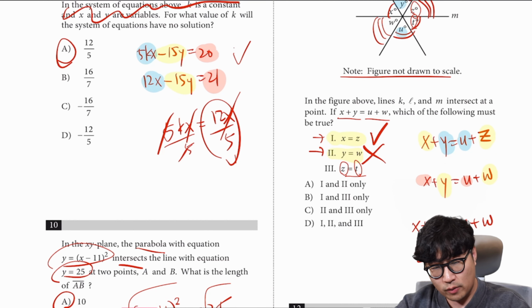So once again, we go back to the idea. If you want to prove that z is equal to t, so if you want to prove these two are the same, then you must prove that y is equal to u.